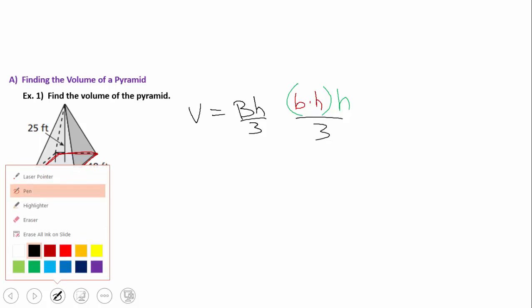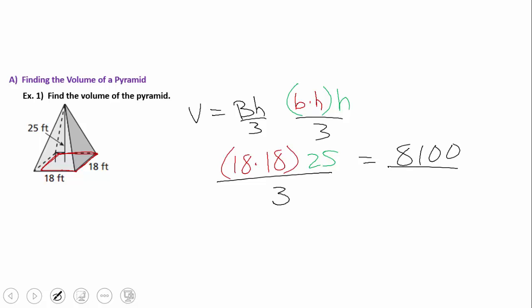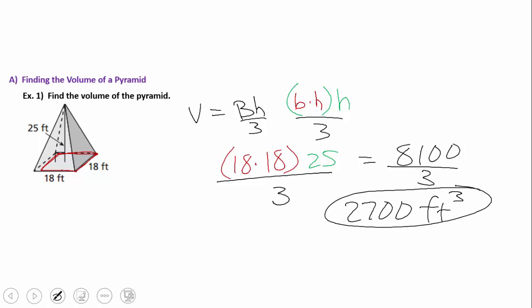So let's plug in some numbers. We have the base, which is 18 times 18. We're going to multiply that by the height of the pyramid, 25. And we're going to divide that entire thing by 3. So 18 times 18 times 25 does give us 8,100. And when we divide that by 3, we get 2,700. And of course it's feet because that's the units. We're talking volume, so that's cubed.